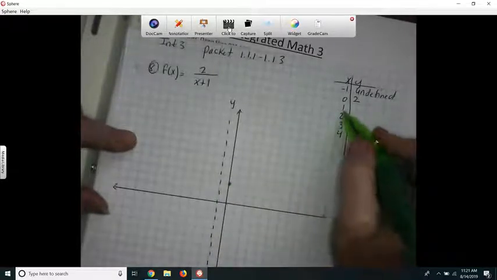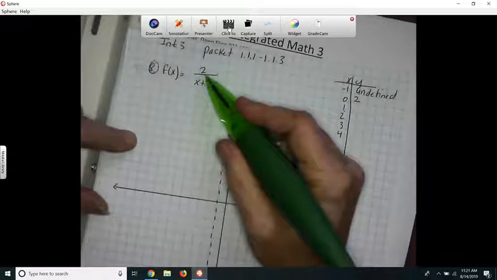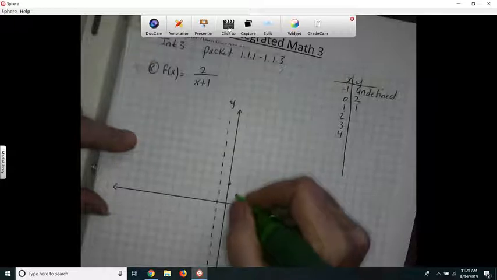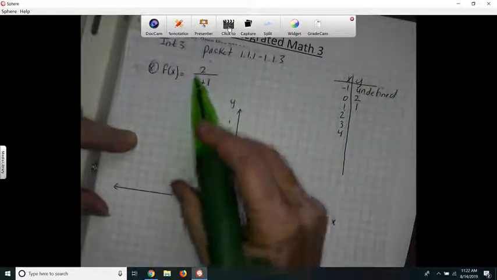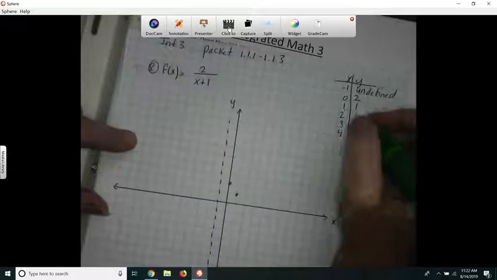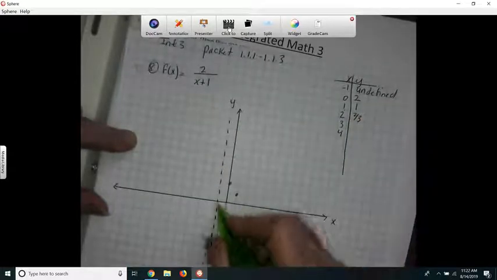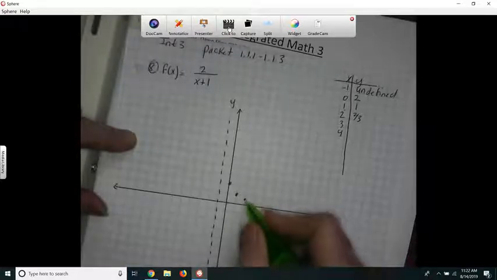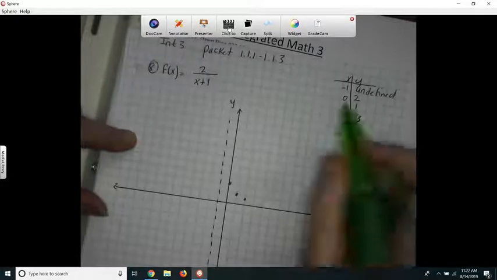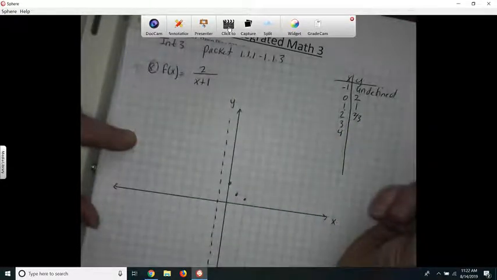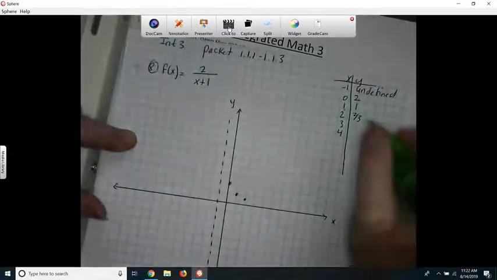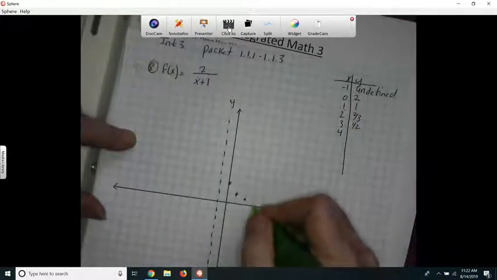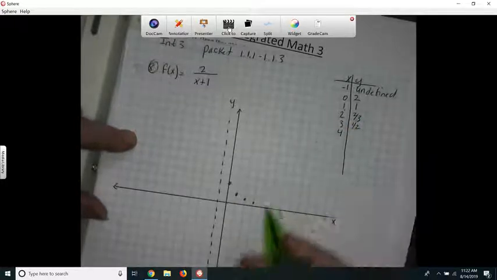Then pick a 1, plug a 1 in. 2 over 2, that's 1. So 1, 1. And then, let's see, plug a 2 in. That's 2/3. Well, I'm just going to say it's right about here. Just kind of eyeball it. Probably not going to be perfect. If I plug a 3 in, well, 3 plus 1 is 4. So 2 over 4, that's a half. So I think I understand what's going to happen.